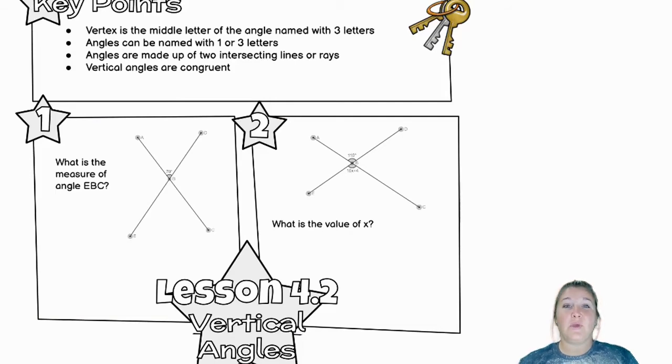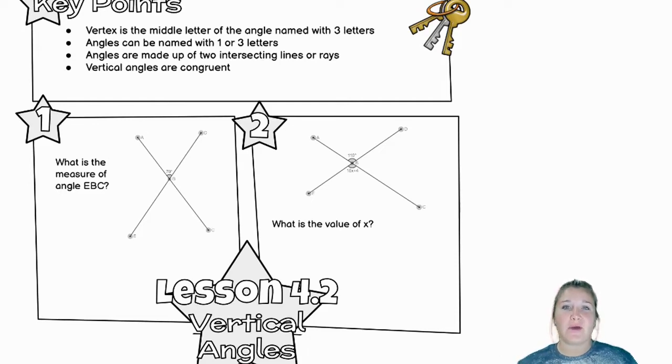Hey guys, we are going to look at vertical angles now. Vertical angles are always going to be congruent and they are diagonally across from each other. And these are formed by intersecting lines or segments.